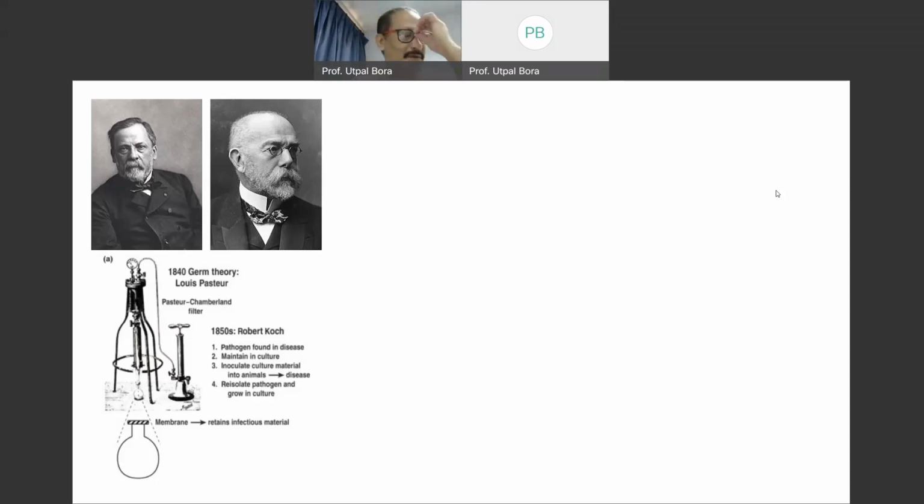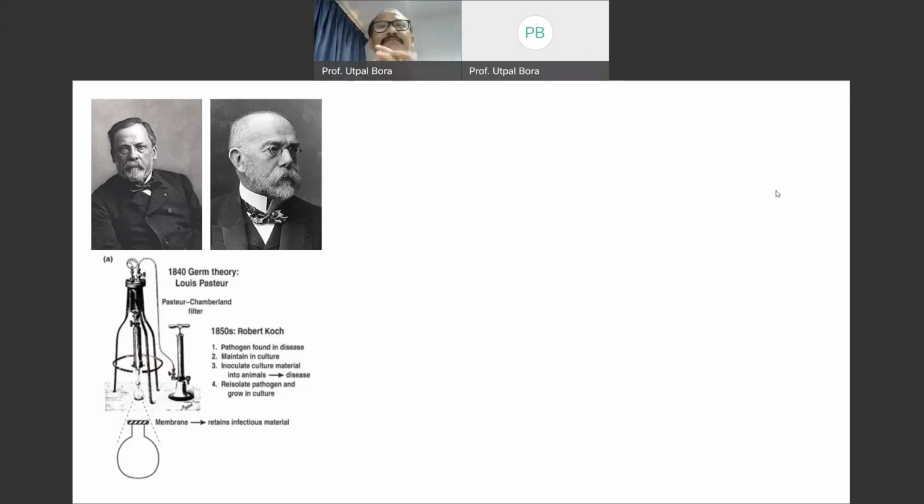So let us remember once more what is the Koch postulate. Number one condition is the pathogen should be found in the disease and should be maintained in culture. If you inoculate the culture material into animals or organisms, it will cause the disease. And from this diseased organism, you re-isolate the pathogen and grow it in culture. So now for doing this, they used this Chamberlain filter.